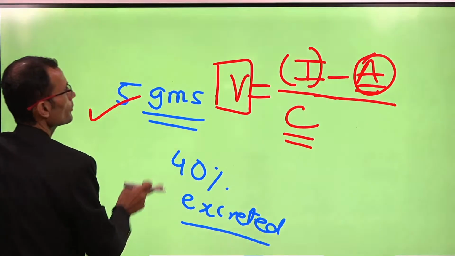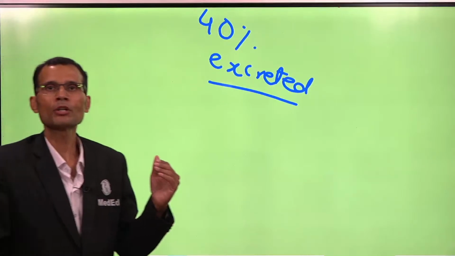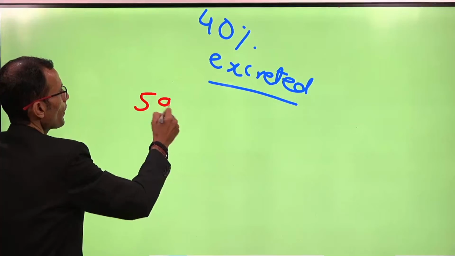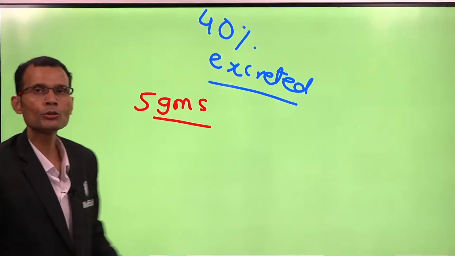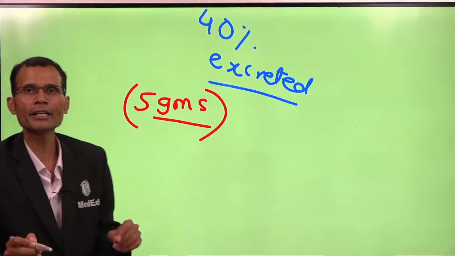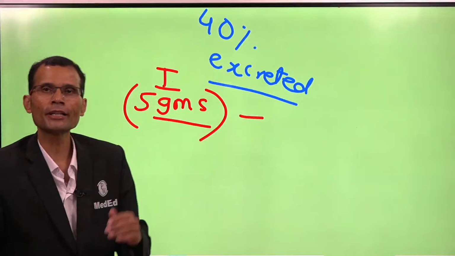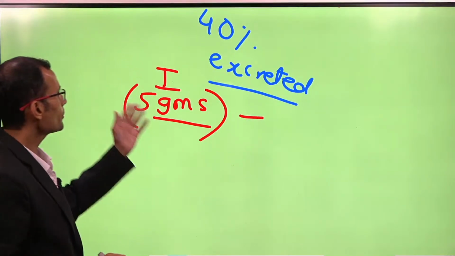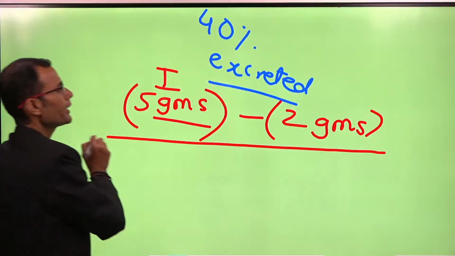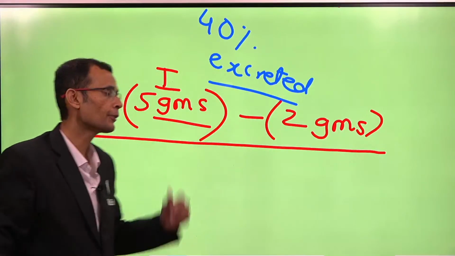Okay, let's consider the MCQ and then we will move forward quickly because this all was actually done yesterday. 5 grams of mannitol was injected into the ECF. So this is the initial volume of the indicator injected, I. But 40% got excreted out of the body. 40% of 5 will be 2 grams. The amount of the indicator that left the compartment is 2 grams, 40% of 5 grams.